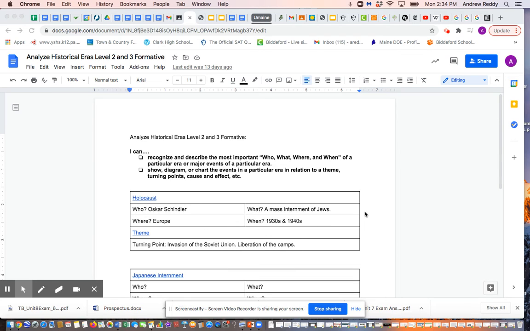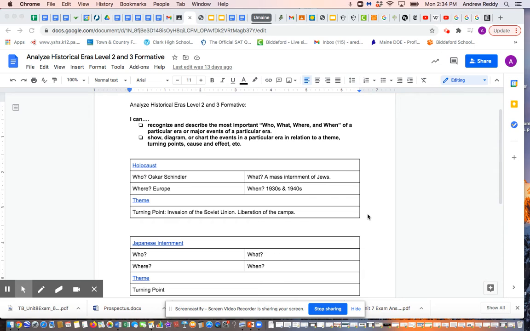Hello, I'm going to walk folks through the Analyze Historical Eras Level 2 and 3 Formative for World War II. If you weren't in class at the time, this assignment is broken up into three separate graphic organizers. So we walked through the first one together on the Holocaust.